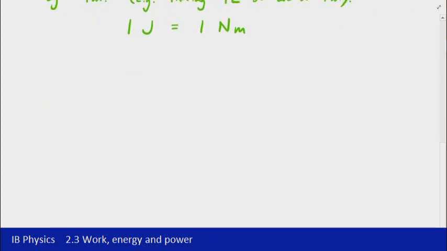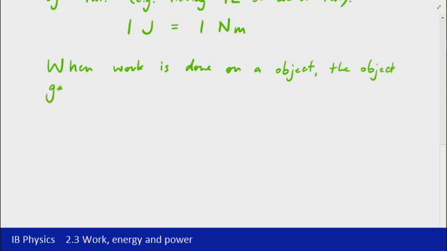So that's about work. Let's now look at how work and energy are related. It's a fairly simple explanation here. It's basically just that when work is done on an object, energy is gained by, or the object gains energy. So do work on an object and the object gains energy.